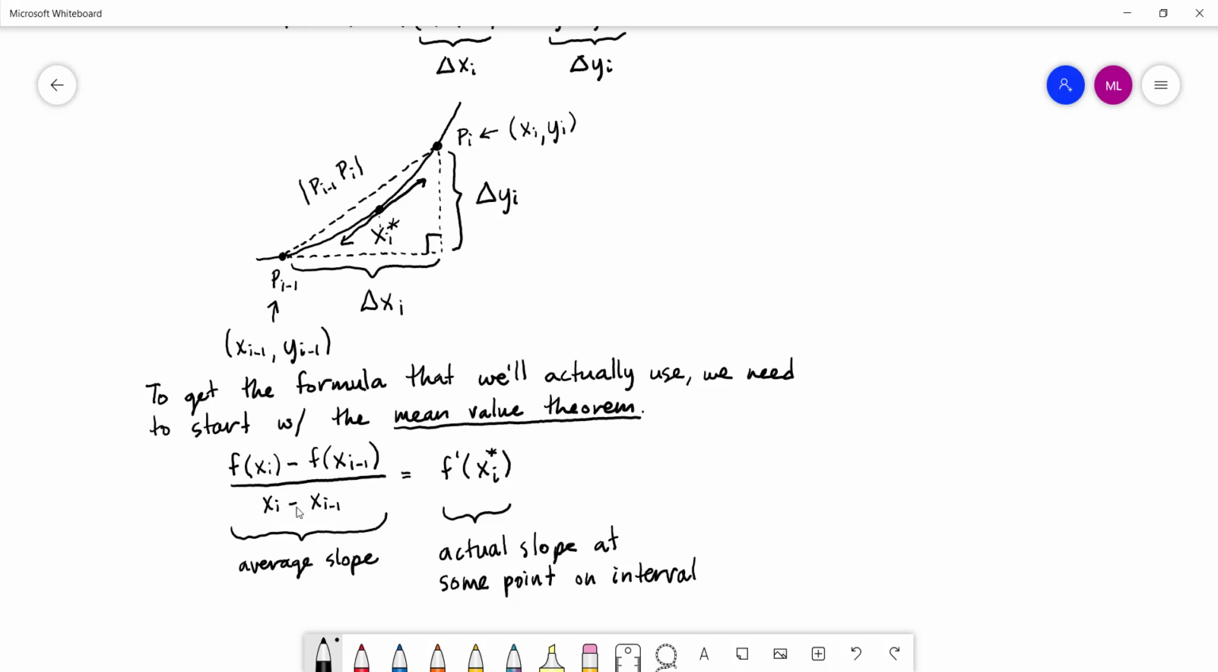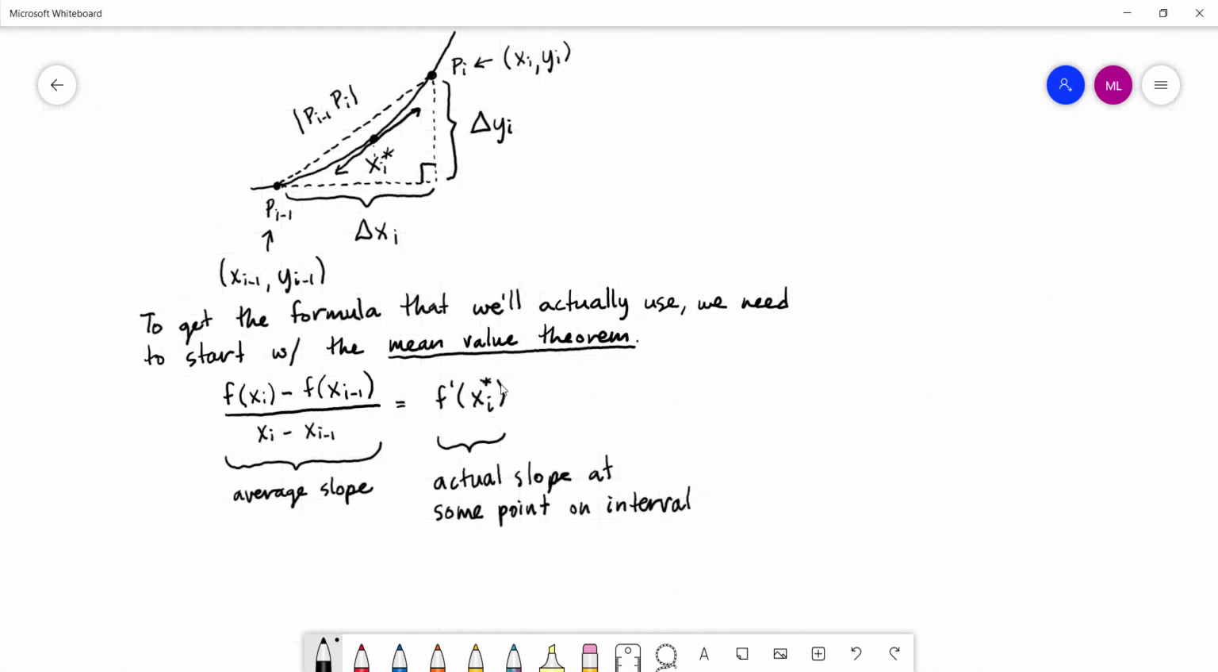These are our delta x. So if I take this rise over this run, we get the slope of the hypotenuse right there. So this is all we're arguing. There is a point somewhere on the interval where the slope at that point will match the overall average slope. That's what the mean value theorem says.